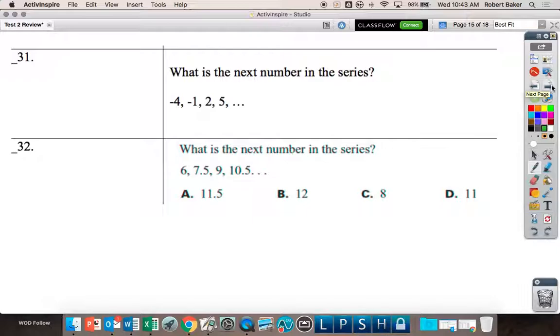What's the next number in the series? 8. Plus 3, plus 3, plus 3, plus 3, you get 8. What's the next number in the series? 12? Yes. No. Uh-oh. Plus how many? 1.5. Plus how many? 1.5. Plus how many? So I'm asking you guys on a 10th grade math test to do 10.5 plus 1.5.